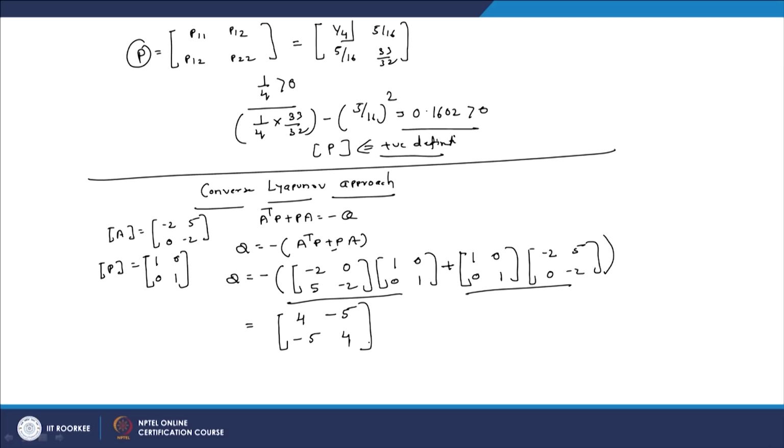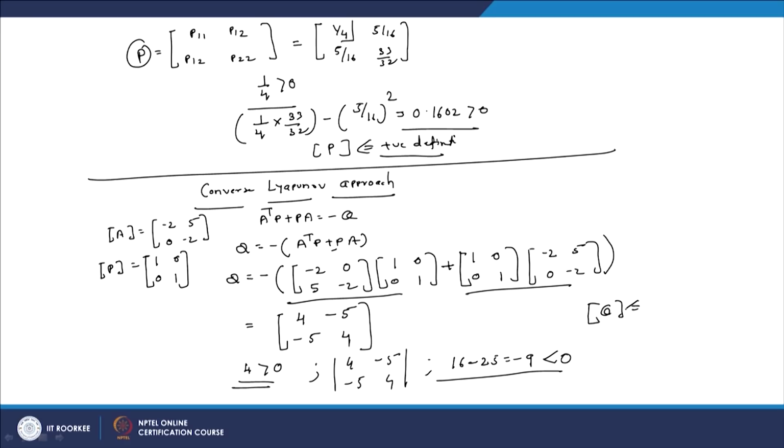Now we again check the principal minors for this matrix Q. Our first principal minor is 4, greater than 0, and for the second principal minor we take the determinant of 4, minus 5, minus 5, 4, and here we get 16 minus 25 equal to minus 9, which is less than 0. That means this particular matrix Q is indefinite, and therefore as per the converse Lyapunov approach the system is unstable, but the actual system is stable.